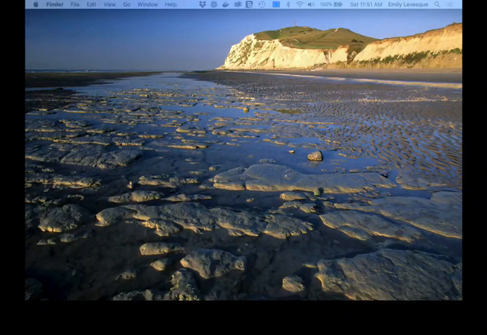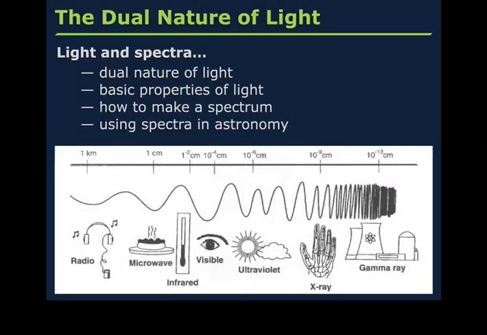Hello, and welcome to our next slidecast for Astronomy 322. We're going to be leaving coordinate systems behind now and moving into talking about the physics of light.